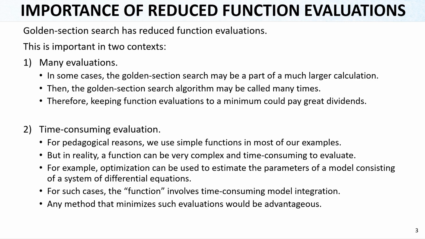The first one is many evaluations. In some cases, as you can see here, the golden section search may be a part of a much larger calculation. Then the golden section search algorithm may be called many times, and therefore keeping function evaluations to a minimum could be of great importance, and it can pay great dividends for the optimization process. Also, time-consuming evaluation is another case.